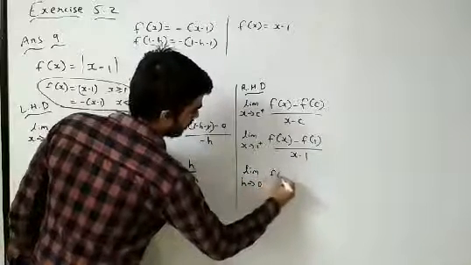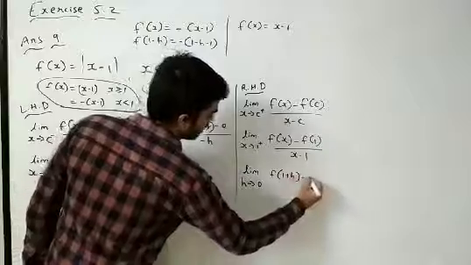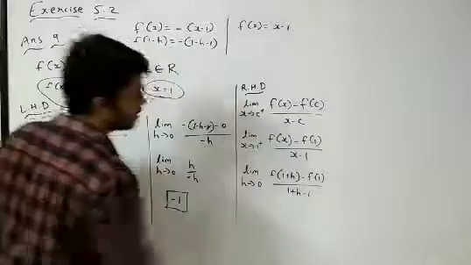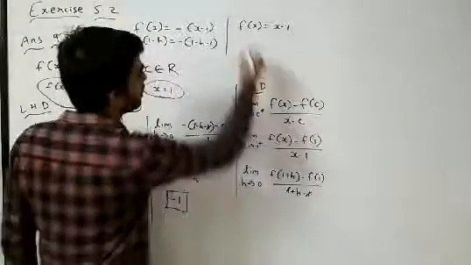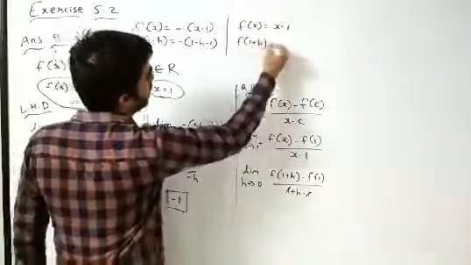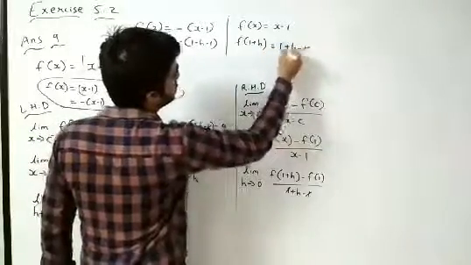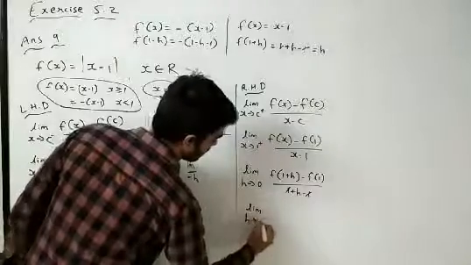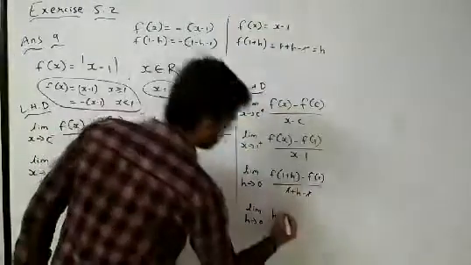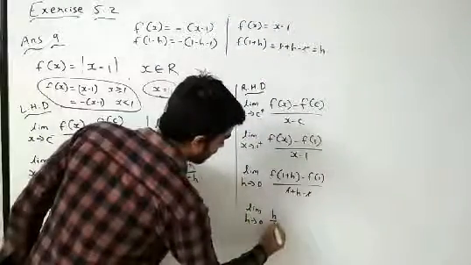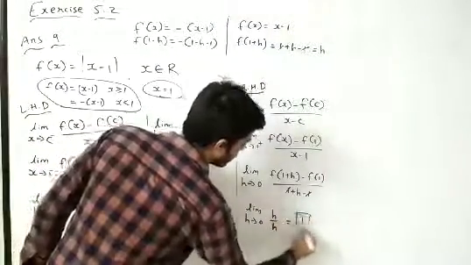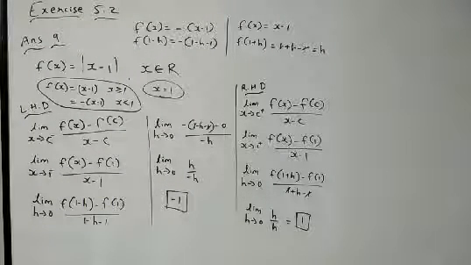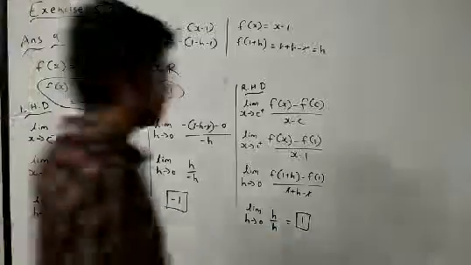F of x will become f of 1 plus h minus f of 1 over 1 plus h minus 1. So here 1 and 1 get cancelled. F of 1 plus h we have 1 plus h minus 1, so it is h only. I am writing directly over here h. F of 1 minus 1 is 0. H minus 0 will be h only, by h. So limit of h by h is 1, because h and h get cancelled. Our answer is 1. Clear? So see what we have done.